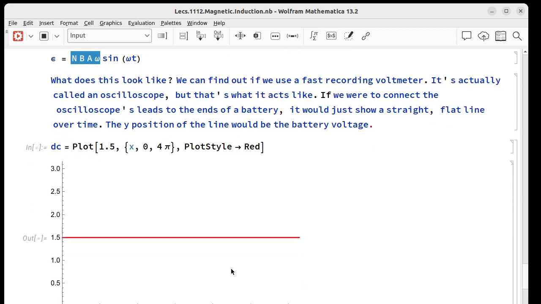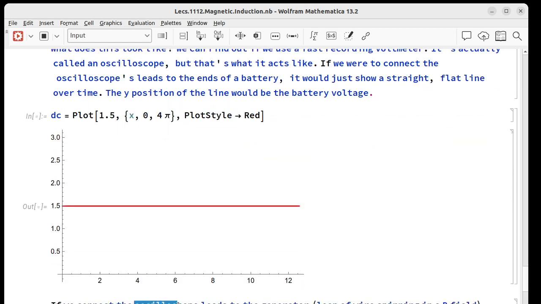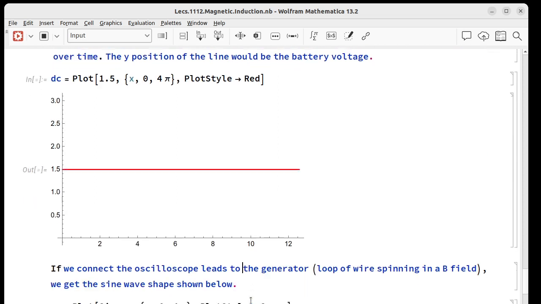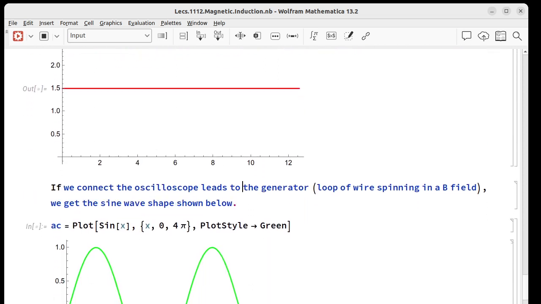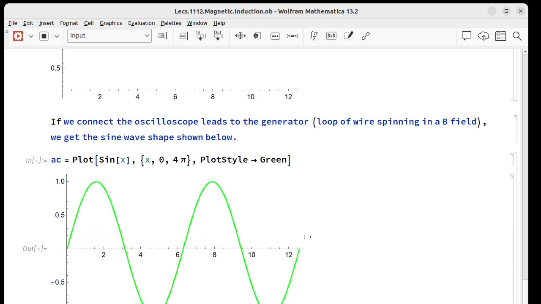On the other hand, if we connect these same voltmeter or oscilloscope leads to the generator, what we get is like this. So we go back and forth from 0 to a maximum voltage to 0 to a voltage driving current the other direction, back to 0. This goes on and on and on forever.